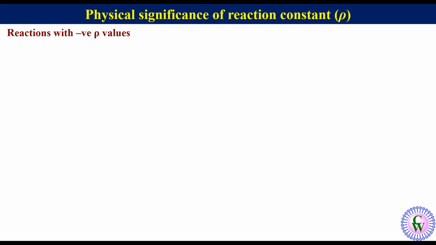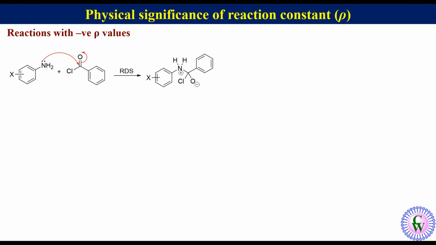Another example is acylation of anilines with benzoyl chloride. In this reaction, attack of lone pair of amine on carbonyl in rate determining step gives tetrahedral intermediate that has positive charge on nitrogen. In subsequent step, there is removal of HCl to produce amide. The Rho value for this reaction is minus 2.69.